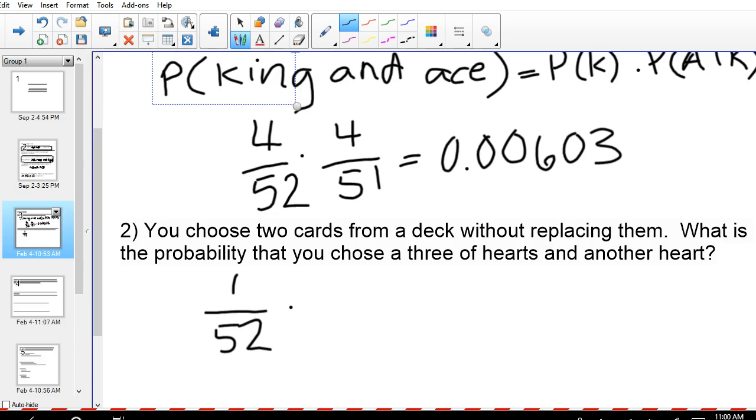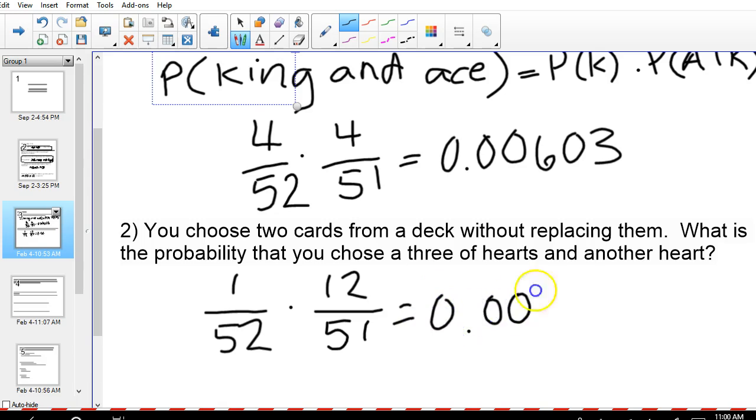And then, let's say that we do get a 3 of hearts on the first draw. What's the probability that we get another heart? How many hearts are there? There are 13 hearts, but we've already picked one, right? So that means we've only got 12 left out of how many cards? 51, because we have 1 fewer card in the deck than we did before. So if we multiply those two together, we should get 0.0045.